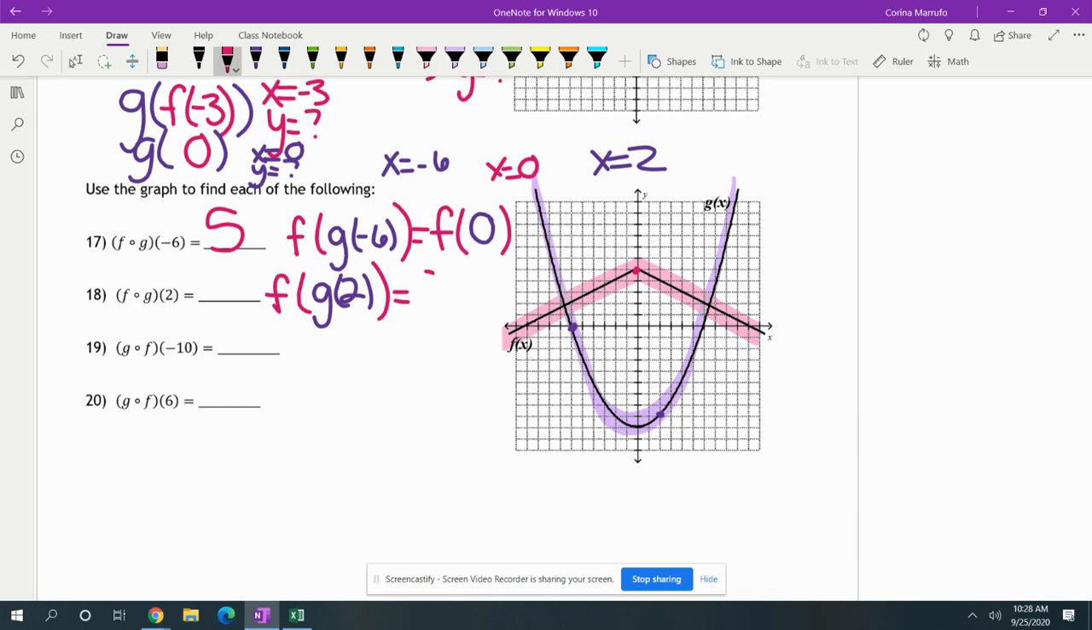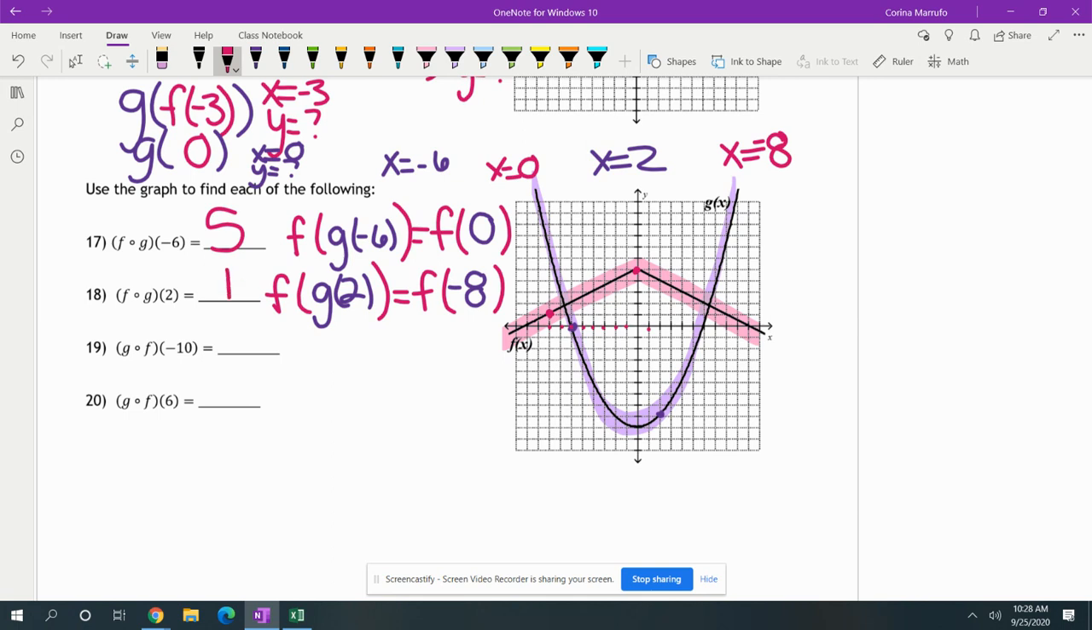So we're going to do f of negative 8. And then from there, we're going to take negative 8. So we're looking when x equals negative 8, what is my f function? So here, wrong direction. 1, 2, 3, 4, 5, 6, 7, 8. And my f function is 1.